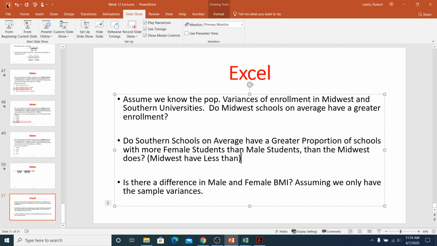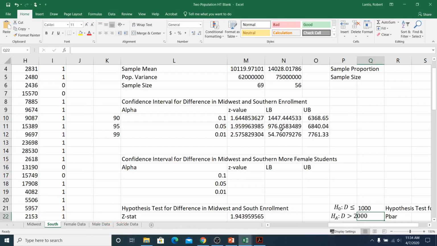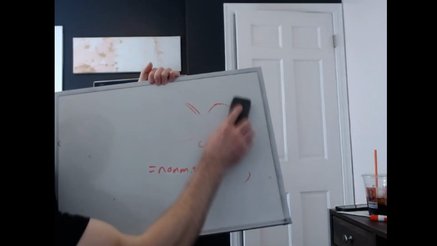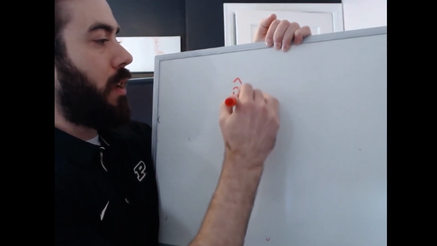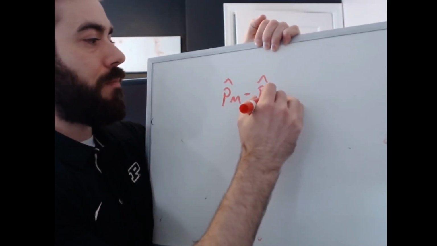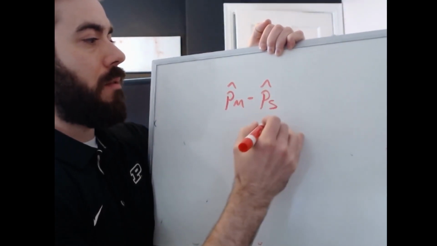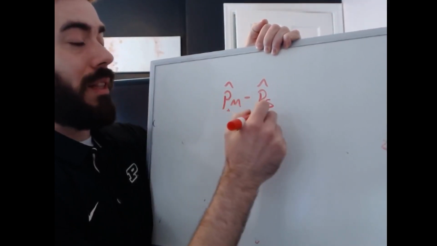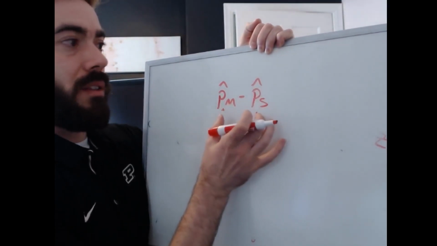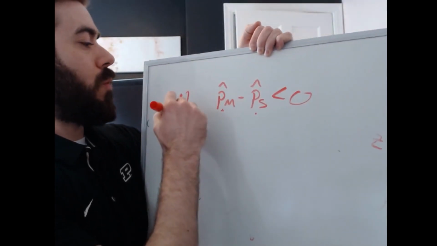Okay. So I'm going to save this here. We're saying, does the South have a greater proportion of schools that have more female than male students? Or conversely, does the Midwest have fewer schools? So when we're thinking about the difference here, what I'm thinking about is that difference in proportions. We're going to take the proportion in the Midwest minus the proportion in the South. We're saying, is this one less than this one? If that was the case, then this difference would be less than 0. That's what we want to test for.